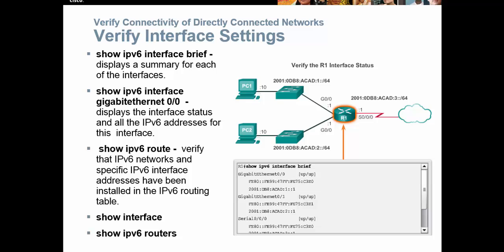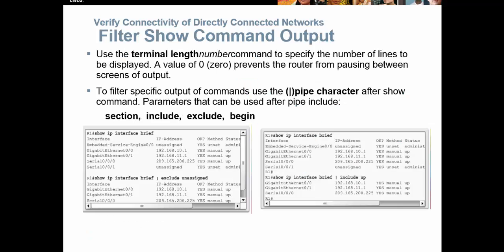Besides these commands, we can look at just portions of our show run output. We can filter them, and you use the terminal length number command to specify the number of lines to be displayed. It's a value of 0, and it prevents the router from pausing between the screens as it outputs. It'll just scroll all of them up.